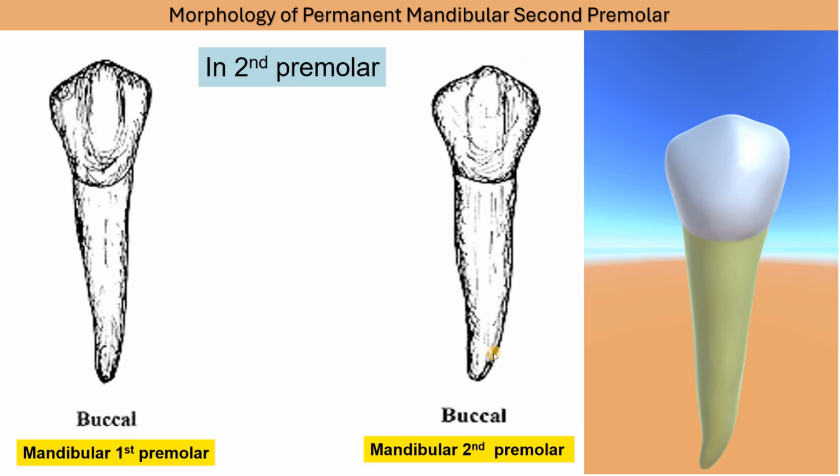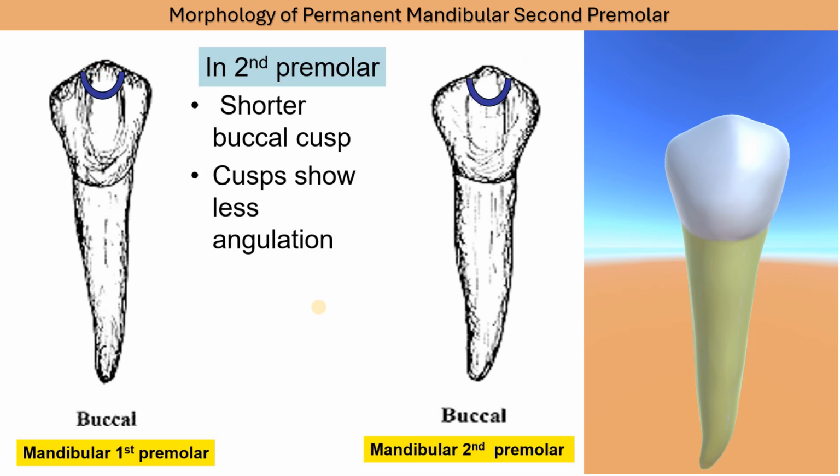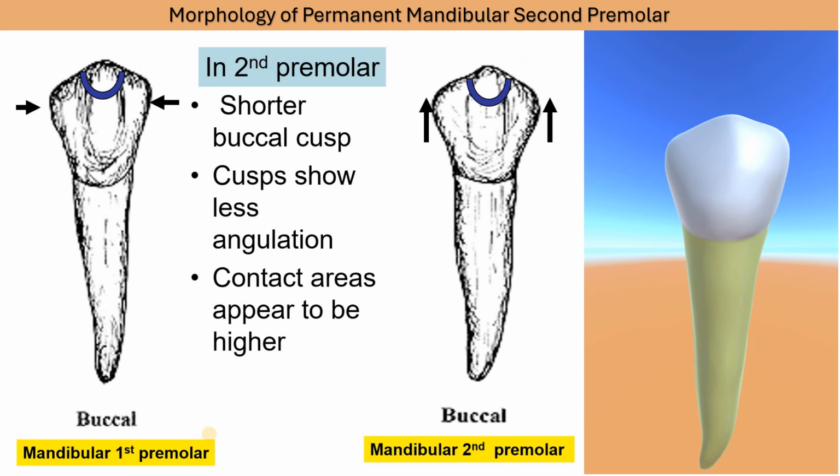So let's have a look at the mandibular second premolar in comparison with that of the mandibular first premolar from the buccal aspect. From the buccal aspect, you can appreciate that the cusp height is shorter. Now this is a comparative finding. The cusps show lesser angulation. That is because the mesial and the distal slopes are much more obtuse in the second premolar than in the first premolar.